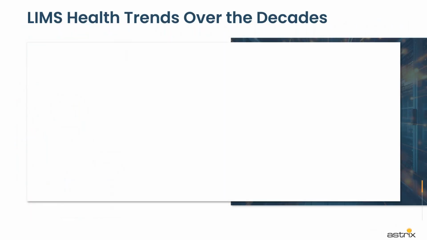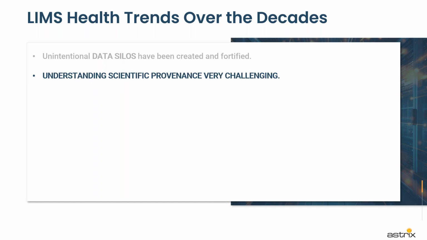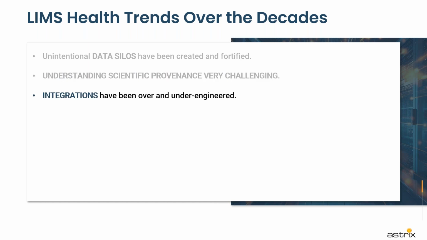Before we move to our blueprint for success, let's have a look at the LIMS health trend over the decades and the challenges the lab has faced. Over time, as you can see, unintentional data silos have been created and fortified. Multiple systems have been purchased for similar kinds of workflows and experiments within the same company, making a single source of truth and understanding scientific provenance very challenging. The integrations that can be built are in most cases either over-engineered or under-engineered, mostly in the form of point-to-point data flows, really lacking value. And maintaining them is high cost.